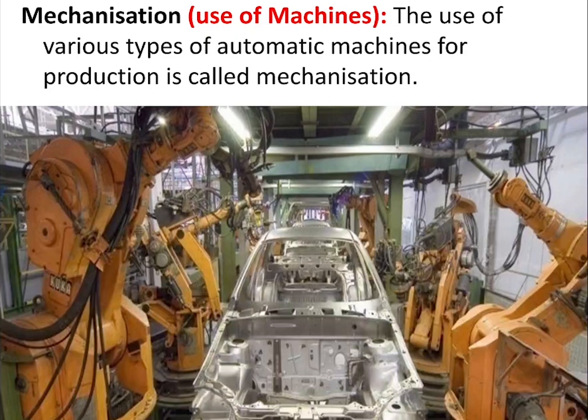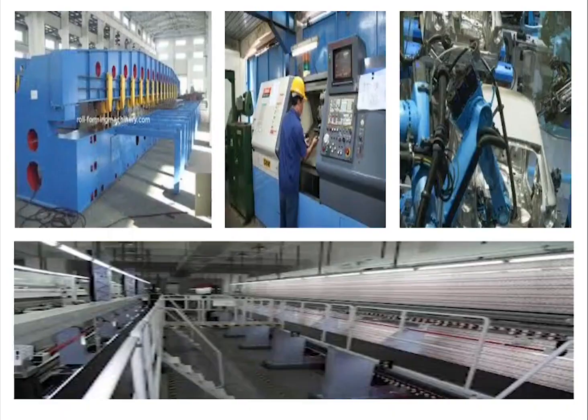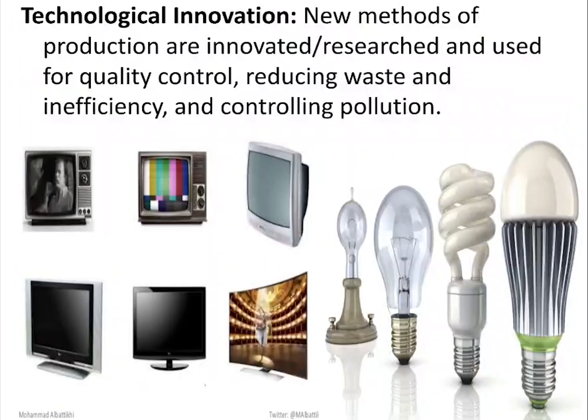In other words, we can say most of the human workforce or laborers are replaced by machines in the modern manufacturing production line. These are some pictures that show, for better understanding, mechanization in modern large scale manufacturing industries. Next is technological innovation.